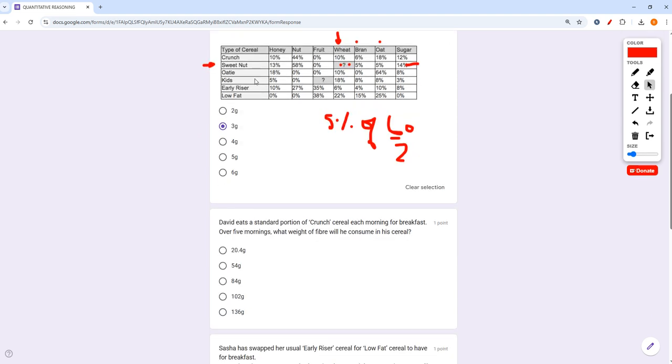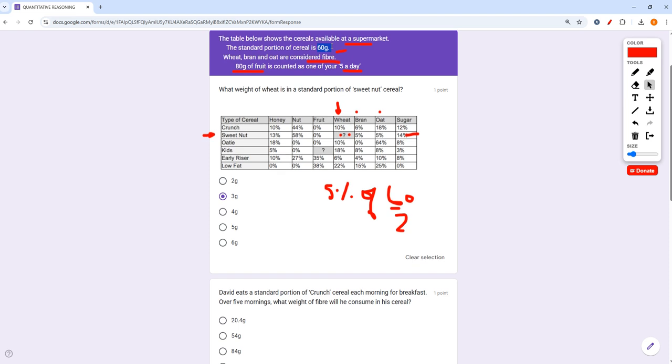So what did I do? I found out how much is wheat in terms of percentages first. Did all of that, and found it to be 5%. 5% of 60. Why 60? Because he already told you it is 60 grams. So he says clearly it is 60 grams, so we want to find the Sweet Nut. So for 5%, what's the trick? Whenever you times by 5, you divide the other number by 2.